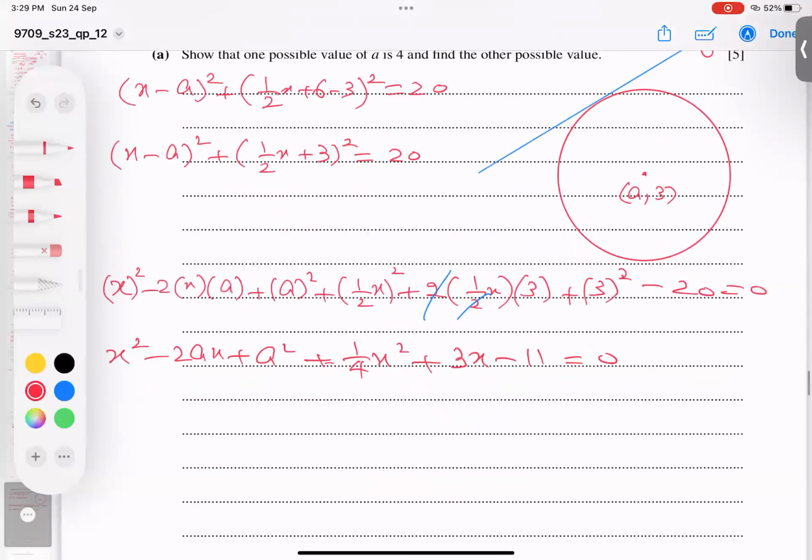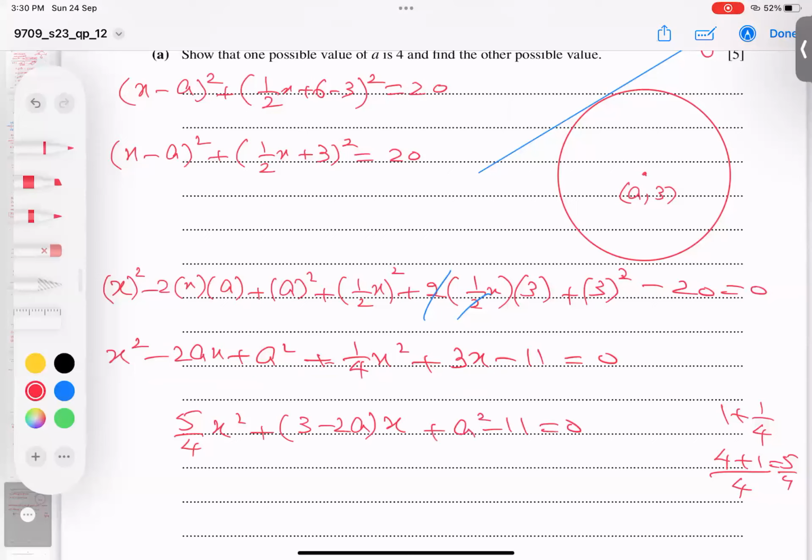So now, what is the method? For 1 by 4 and 1, I get 5 upon 4. Take the LCM, you know. Because 1 plus 1 over 4, some students, if you don't know how I got it, 5 upon 4. And in this, x common out, I got negative 2a and plus 3. All right, 3 before, negative 2a later, no issue at all. So a squared minus 11.